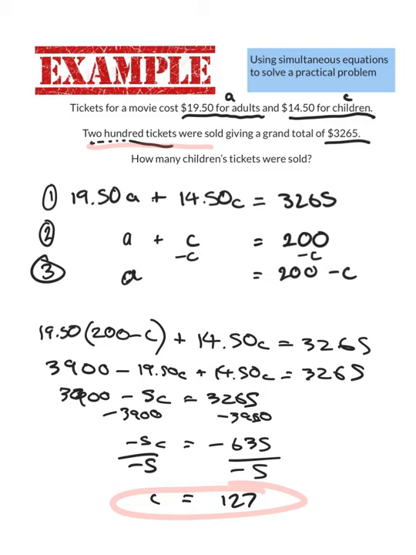But another way we can actually do it is if we take C and sub it back into our second formula, you are going to find that A plus 127 equals 200. Alright, then we subtract 127 from each side, and we're going to get A is equal to 73. So 73 adult tickets were sold. Awesome. Remember, you can also use the function on your calculator to solve this by putting in the two linear equations and clicking solve.